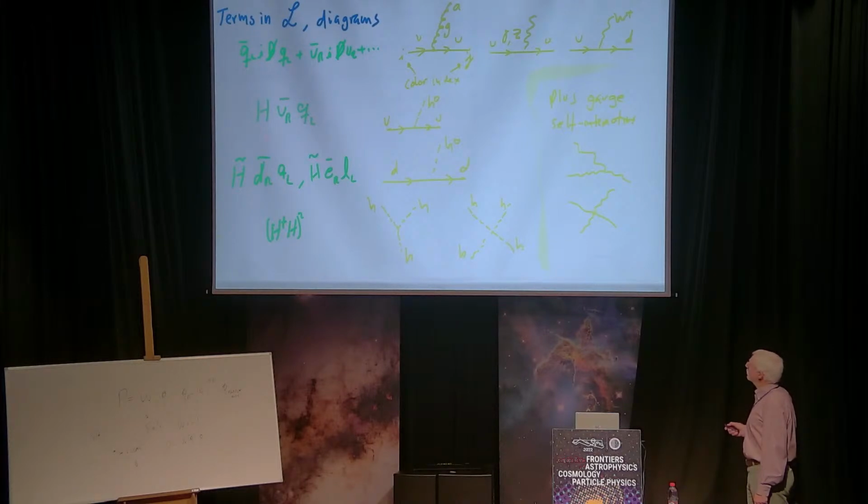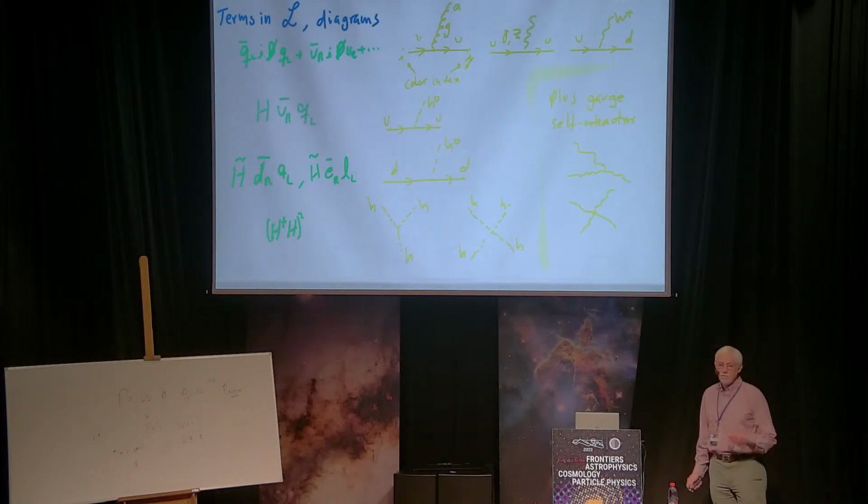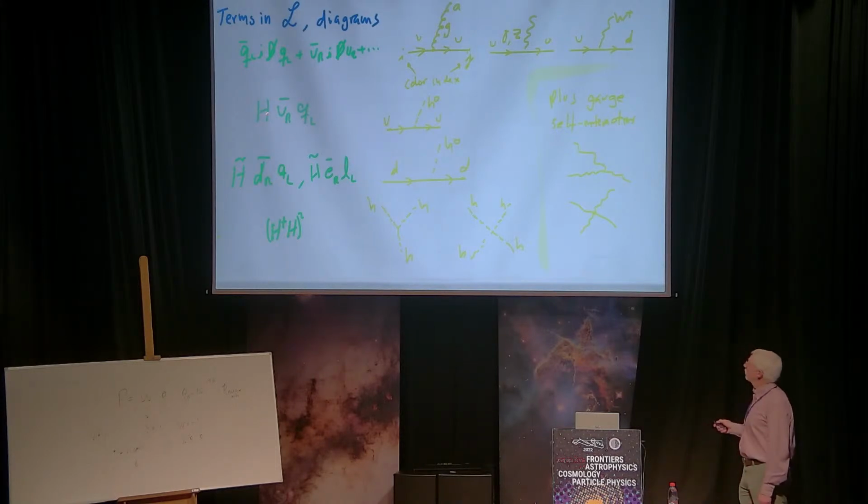In addition, there's terms like these in the Lagrangian that we haven't talked about, but those give rise to couplings of quarks to this Higgs particle. They're also important because they give rise to the masses of the quarks. So when you replace this field by the expectation value, this looks like a constant times a product of two fermions, and those are masses.